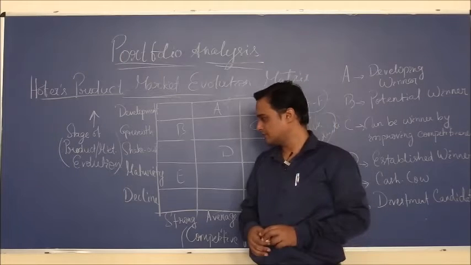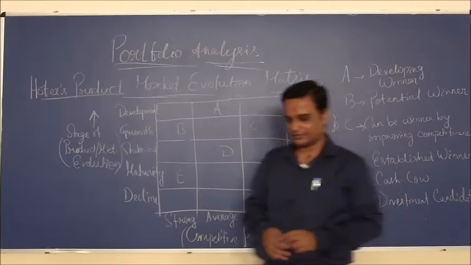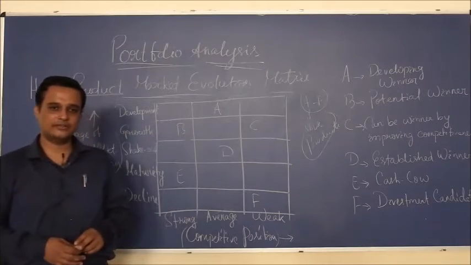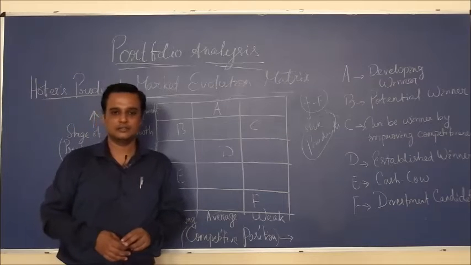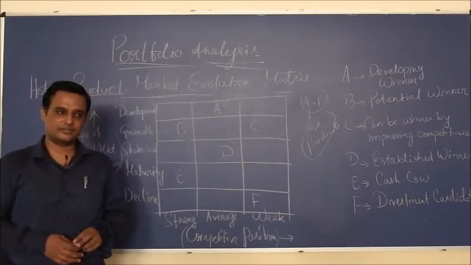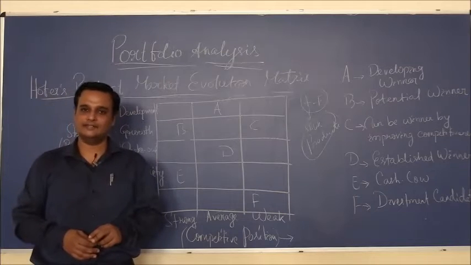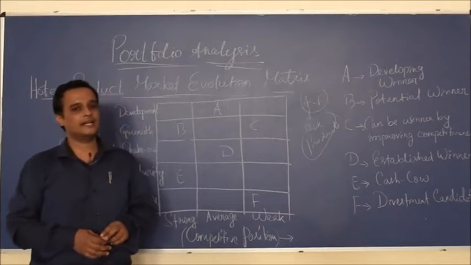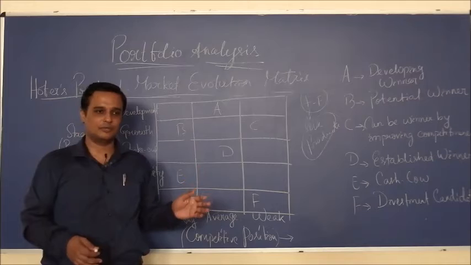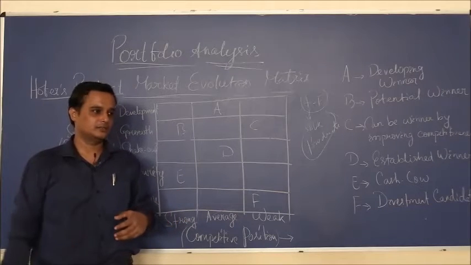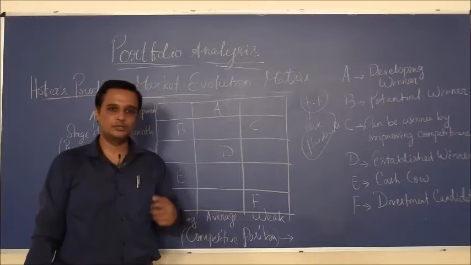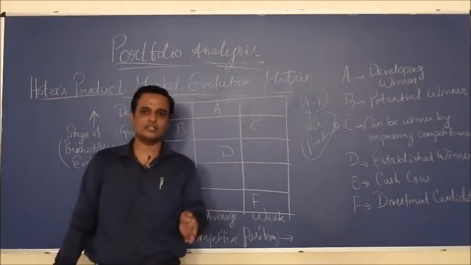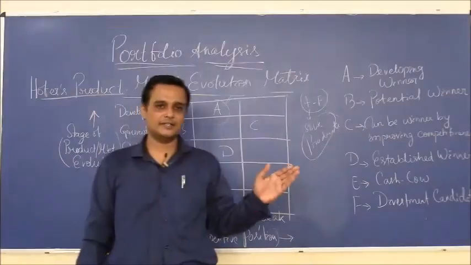So, that is about Hofer's product market evolution matrix. I hope it is clear to you. Remember, Hofer's product market evolution matrix, the BCG matrix and the GE 9-cell portfolio analysis matrix are all tools advised to be used for companies with multiple product lines. For single product companies, these analyses would be too much. Single product companies have very simple approaches, their strategies are going to be different from multiple product line companies.